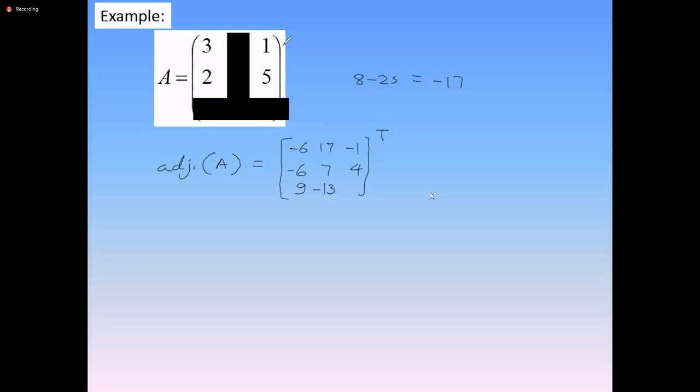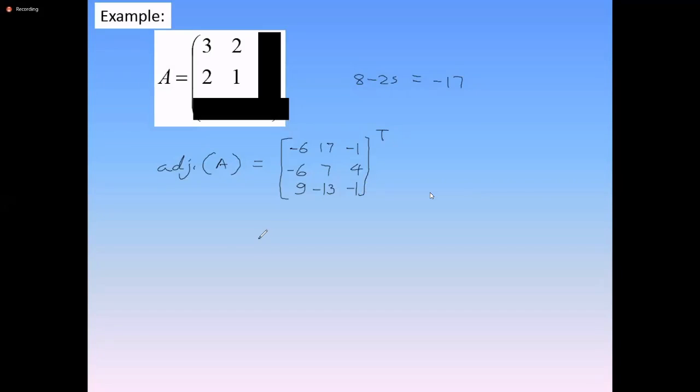Then the last value here. The minor value and the cofactor value are also the same here. 3 by 1 minus 2 by 2, 3 minus 4, minus 1. That is no change in sign. It is also the same as the minor value. This is the cofactor value also, then minus 1.